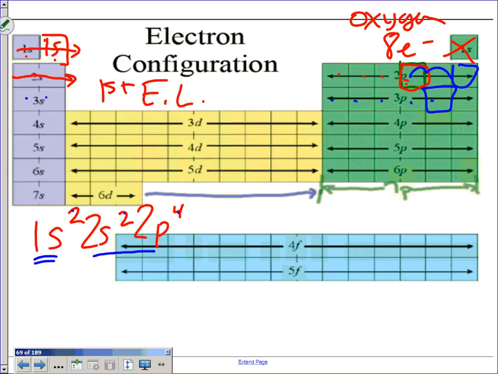So when you're doing this, you're going to go 1s, 2. Yeah, because you're in the S block. And then when you get here, because we've already successfully gotten all the way across there.